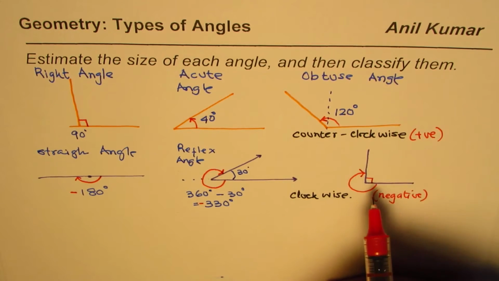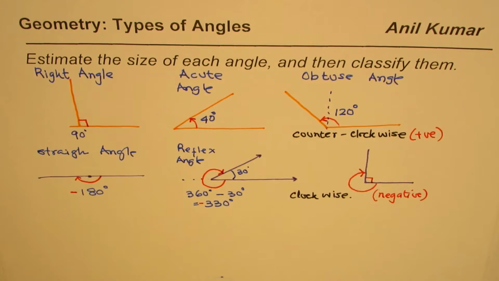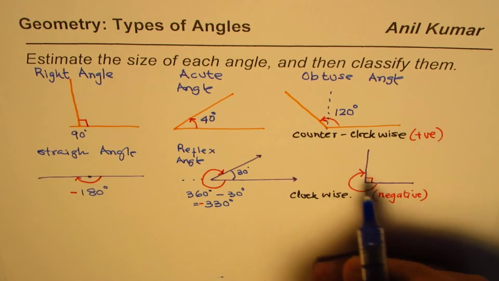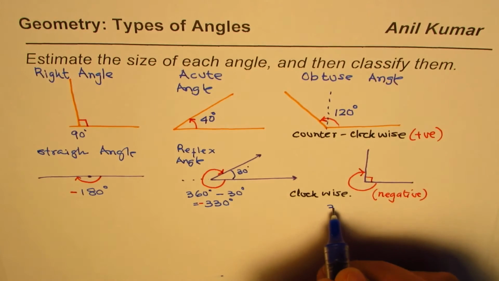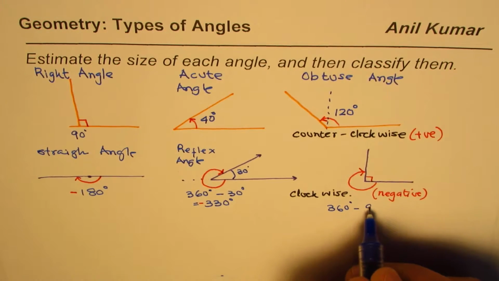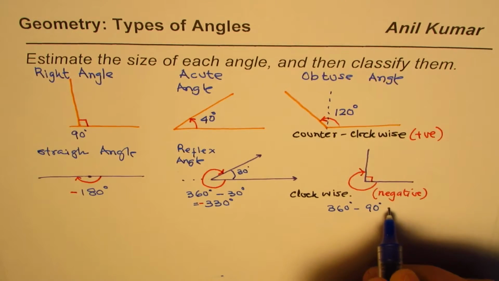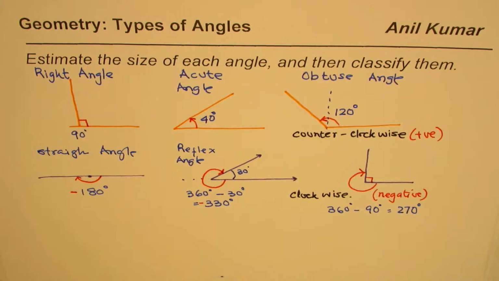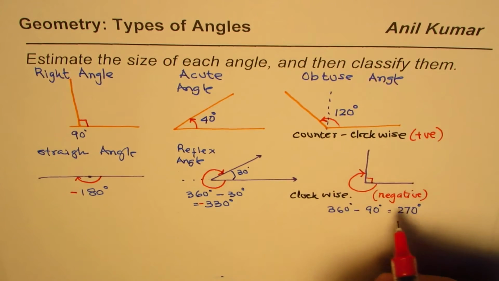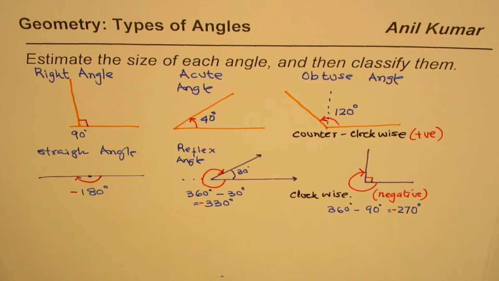The last one here is how much? Can you tell me that? Okay. So it is full circle less 90 degrees. That means 90 degrees, right? So it is 360 degrees, take away 90 degrees, and that makes it 270 degrees. And again, the same concept. Clockwise means negative, so you may write negative. Okay. So that is an estimate.